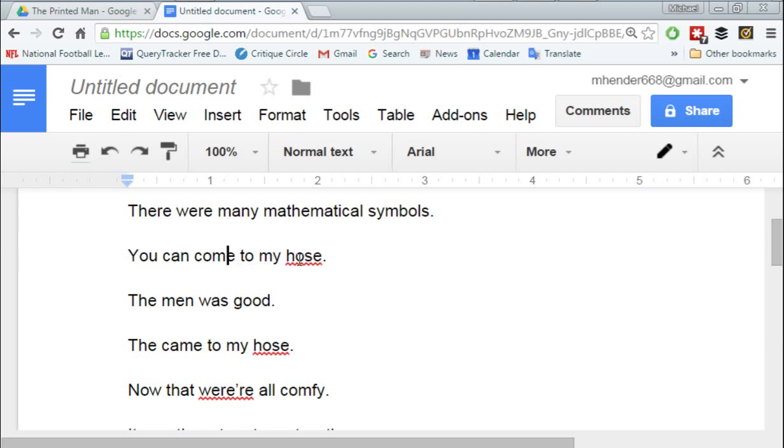Here's what: come to my hose. Well, you don't live in a hose, probably, and neither does your character. Right click, did you mean house? Yes. Again, spell checker never going to find that.